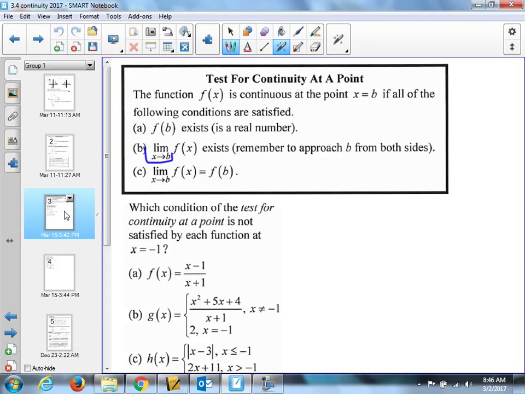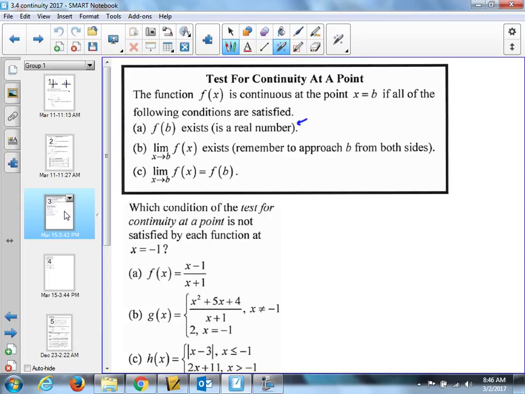The next thing, if you take the limit, it must exist. Remember, approach from both sides. For a limit to exist, the left and the right-hand side must match. Okay, and then, third thing, in order for the continuity to hold true, the limit must give the same value as the function when you just plugged it in the first step. We'll see some things here.